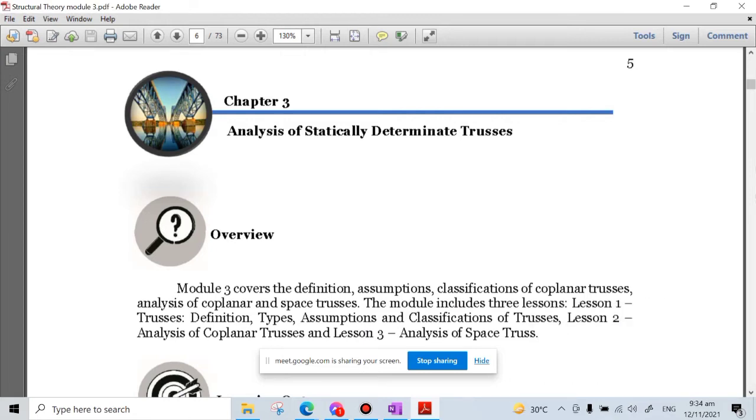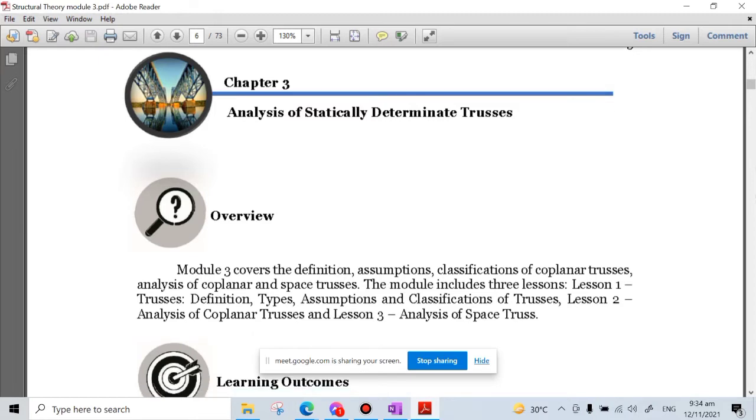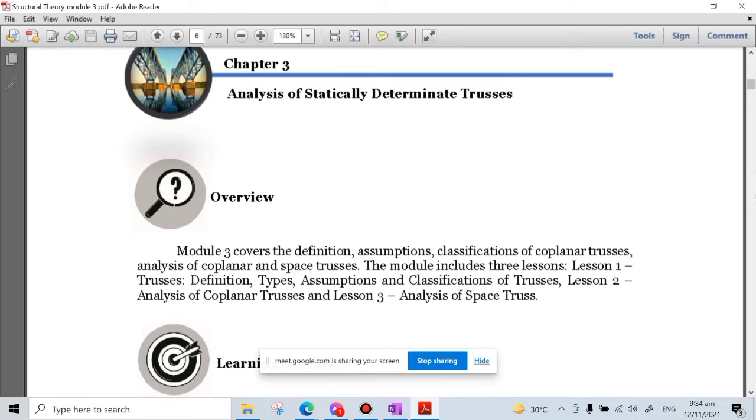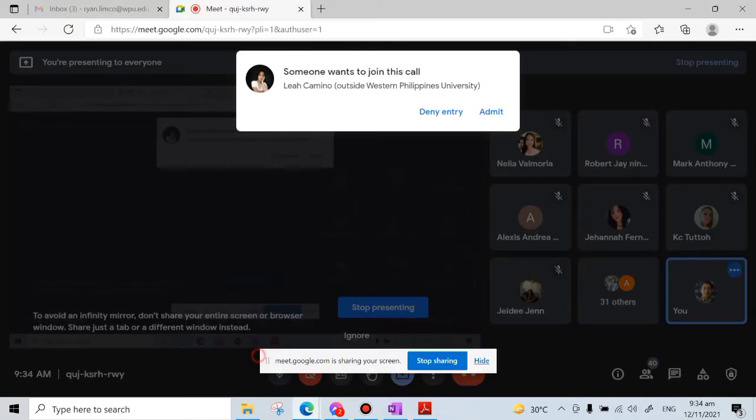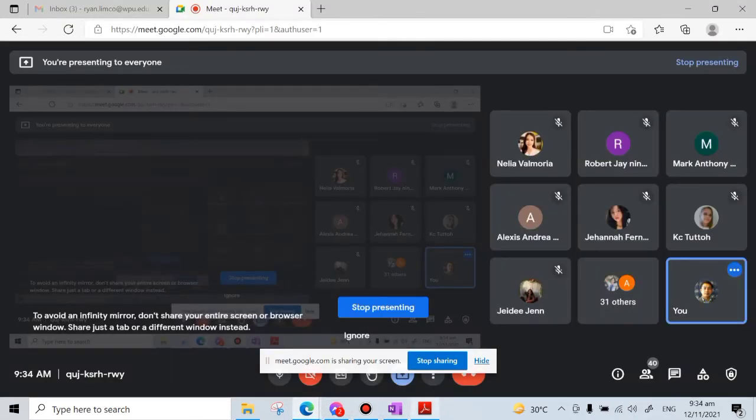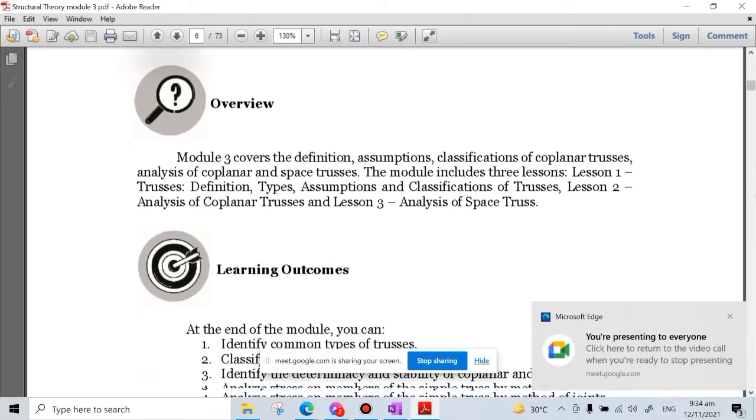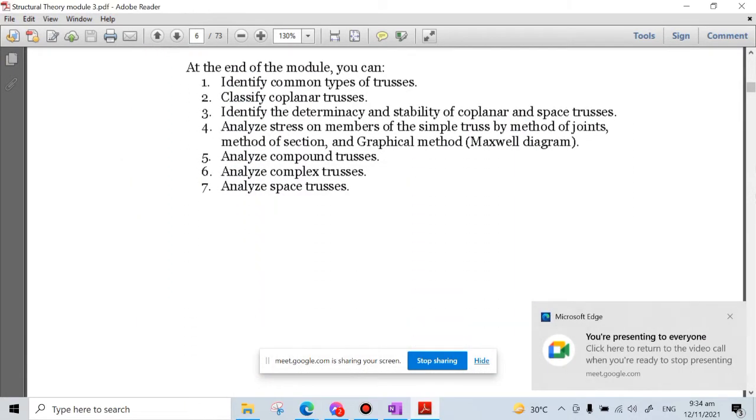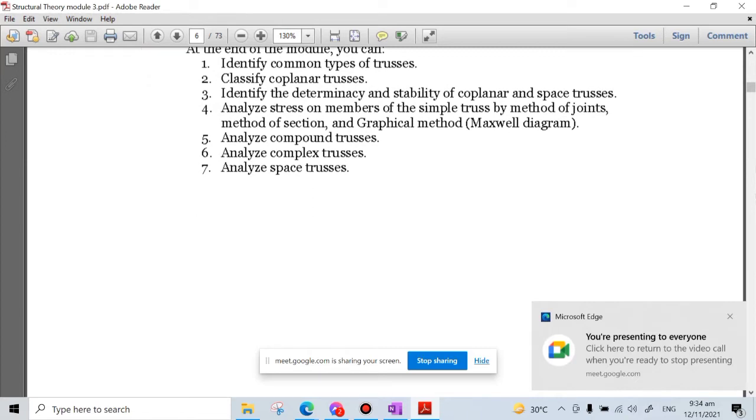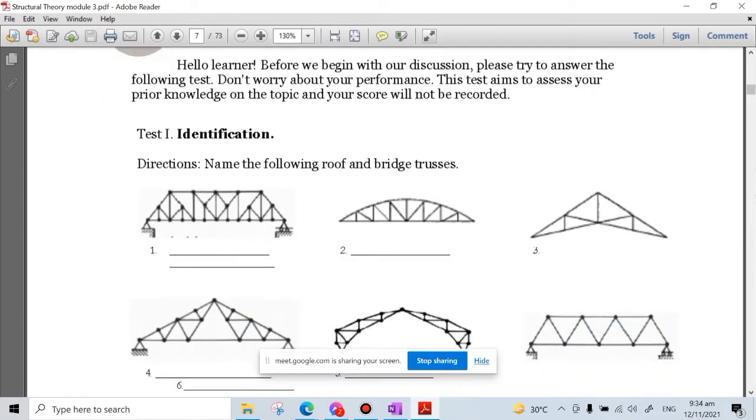Okay, so ang pag-aaralan natin dito ay tatlo. So we have the analysis of the simple trusses, the analysis of compounds and complex, and they are both coplanar, and the analysis of space truss. Hindi ko nabasahin yung objective natin sa module yun naman para ma-save yung time natin.